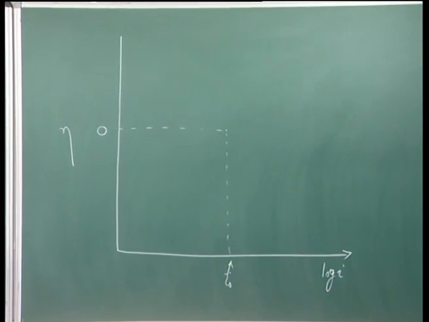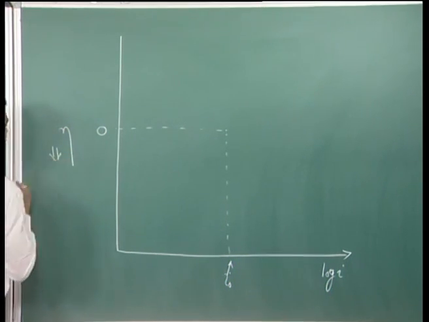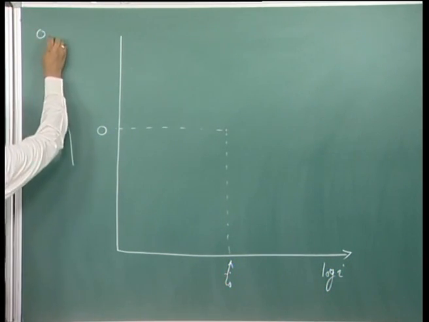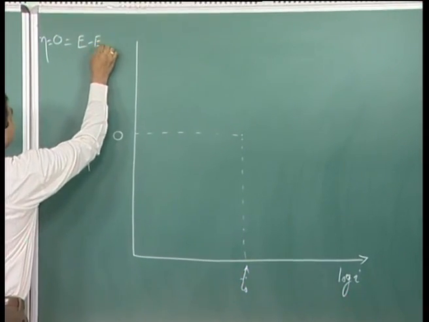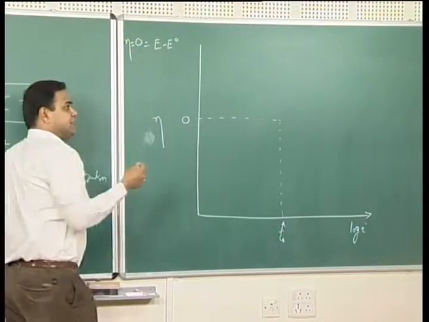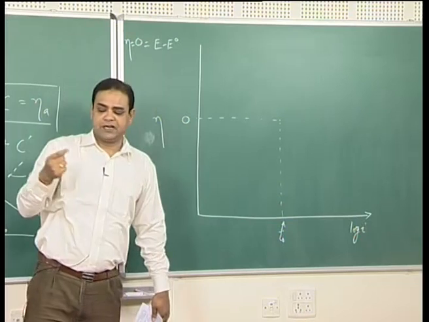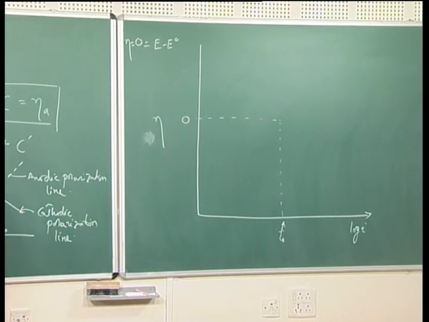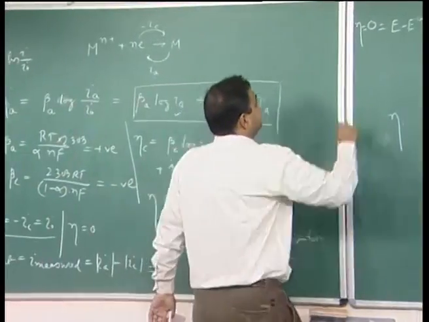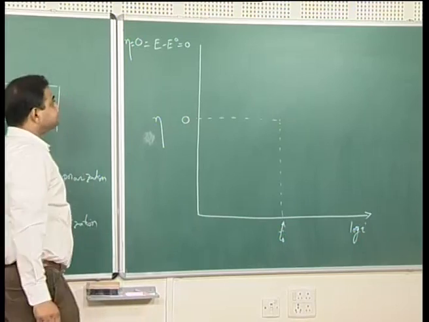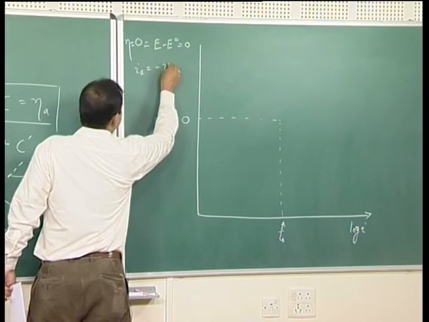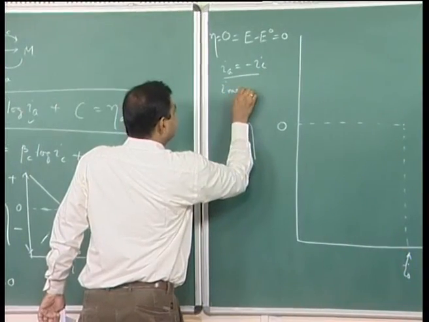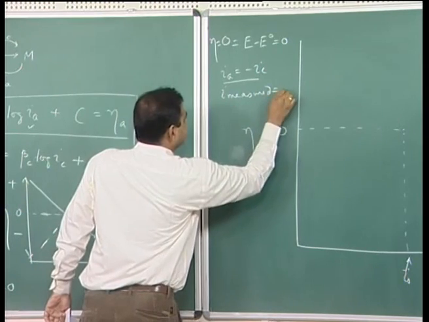Now, 0 polarization means eta equal to 0, which means E minus E0. In this case, let us say we consider that the equilibrium potential is the reversible non-corroding potential or the standard reduction potential, that time it is basically 0. So, we do not have any current flow because IA equal to minus IC. So, I measured is basically 0.